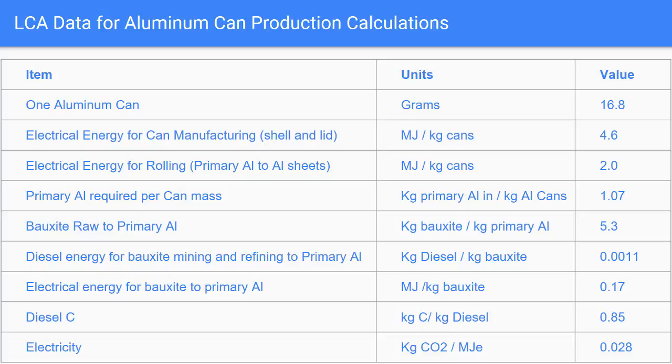Now it's time to assign some numbers to the manufacturing of aluminum cans. This will allow us to calculate the CO2 emissions per can. In the first row of this data table, we can see that one aluminum can has a mass of 16.8 grams. The electrical energy required for can manufacturing for only the shell and the lid is measured in megajoules per kilogram of cans, and it has a value of 4.6.